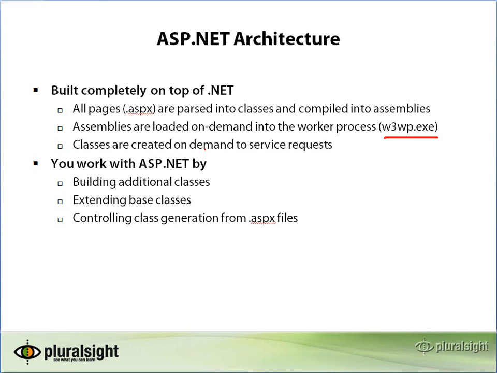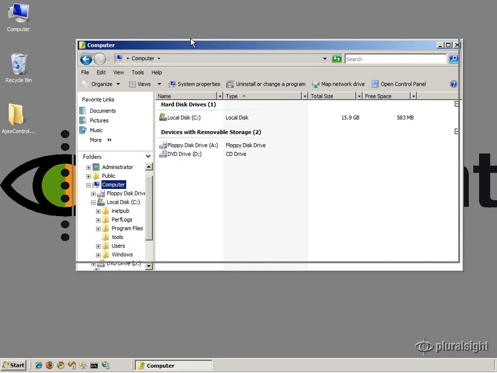It's an important thing to get into your head as you begin working with ASP.NET that every time you write an ASPX file, you are fundamentally writing a class definition. And we'll look at how we can actually influence that class definition. In general, what you want to think about as you're building ASP.NET applications is that you are fundamentally just integrating with an existing class framework by building additional classes, extending existing base classes, and controlling the class generation from the ASPX files. Now, to show you this in action, let's go ahead and go to a demo here.